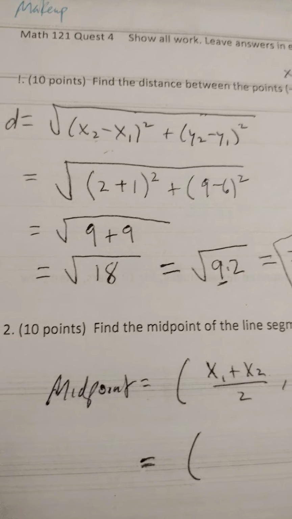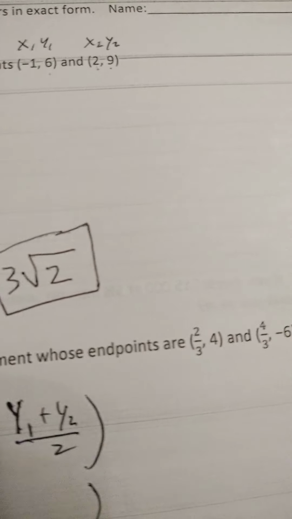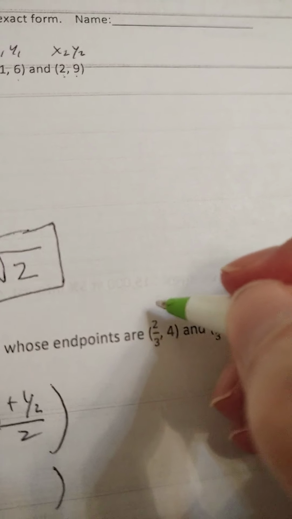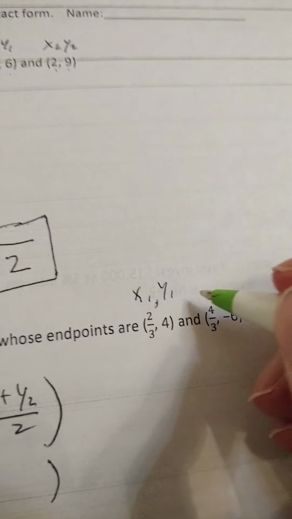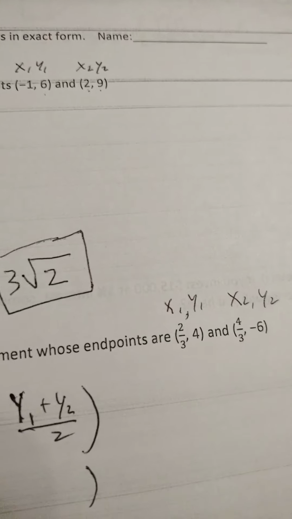Okay, next question is a midpoint formula. Find the midpoint of the line segment whose endpoints are given by those ordered pairs. Again, if you want, you can call the first ordered pair your x sub 1, y sub 1, comma, and then x sub 2, y sub 2. You don't have to do that.